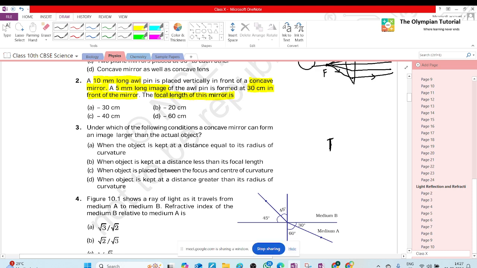Firstly, collect the data. The height of the object is given. Ma'am, is the height of the object h dash or h? Ayukta, the height of the object is h or h dash? H, ma'am. H only. And that is always positive, because it is always kept straight, on the upward side.